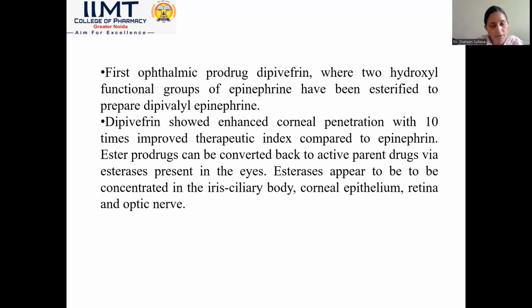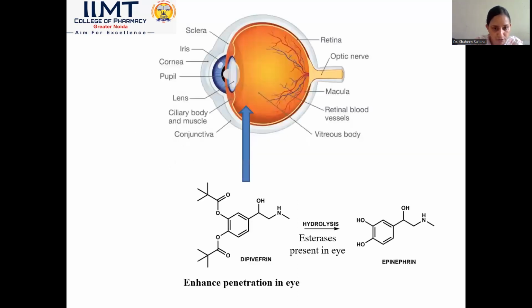Now the ester product has high corneal penetration, so it will penetrate inside the eye, where esterases are present. The esterases break down the prodrug into the main drug, which is epinephrine. Then epinephrine shows its effect inside the eye and is retained there for a long period of time and shows its action.